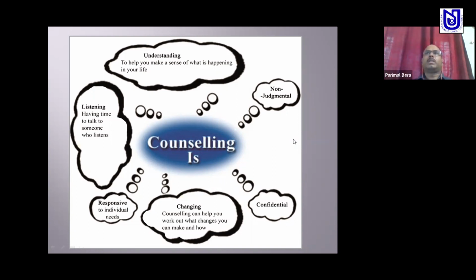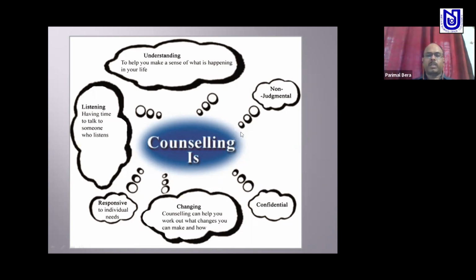Judgmental means, for example, when someone thinks that she might have done something wrong to his or her closest friend. If you become judgmental, if you judge the person as not good, your counseling may not work out. So the first thing is to understand the problems, to understand the position or situation of the client without any judgmental approach.